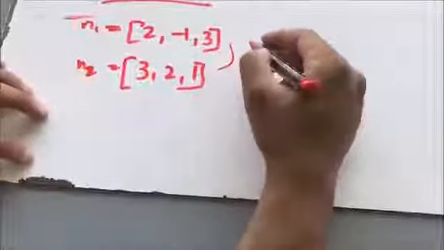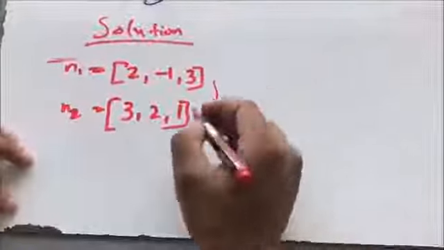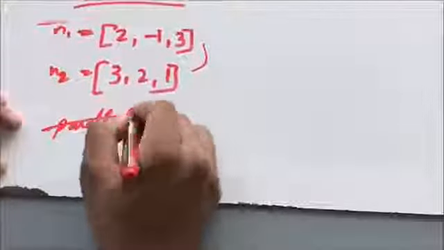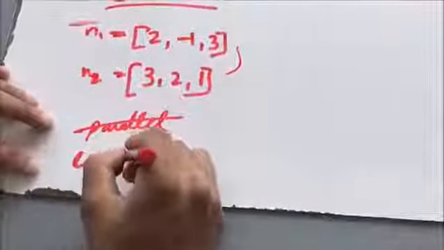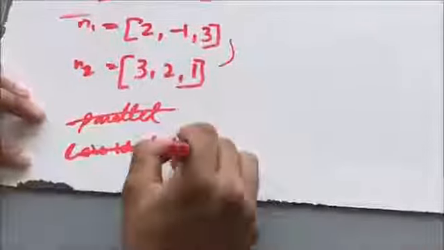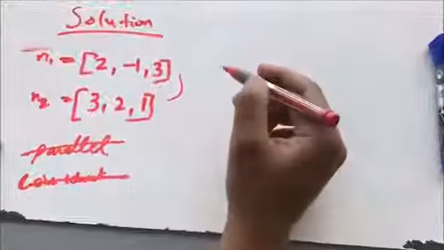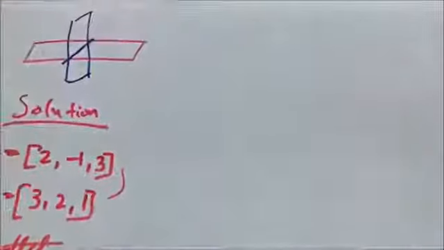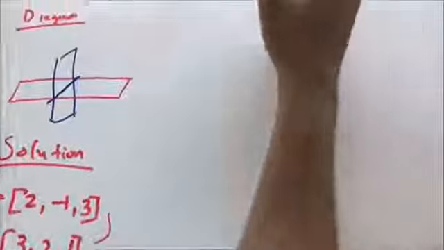In this case, we can see that neither are multiples of each other, so the planes are neither parallel nor coincident. In the previous examples, we determined that they were scalar multiples of each other, so they were either one or the other, but now we know that they intersect along a line. So now let's go back.